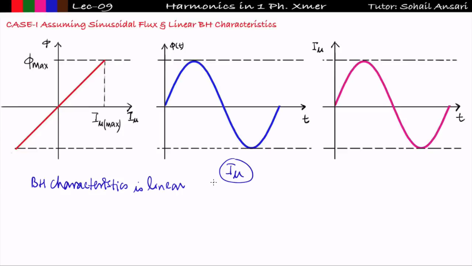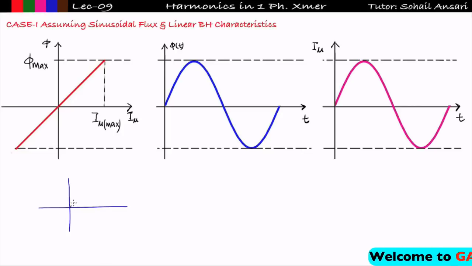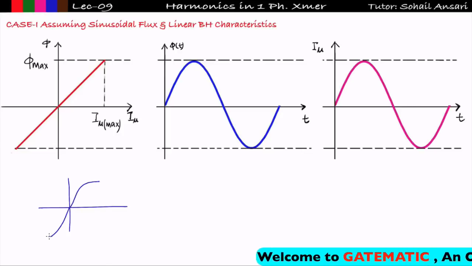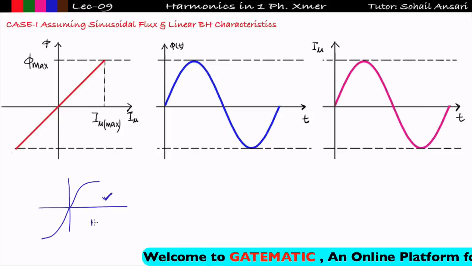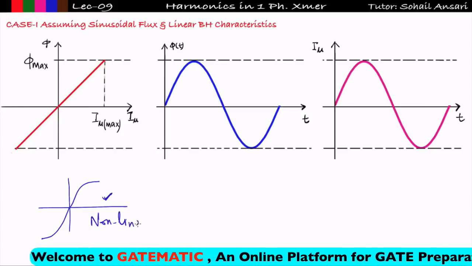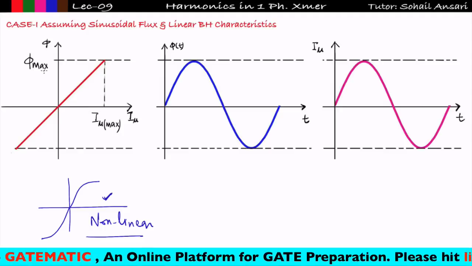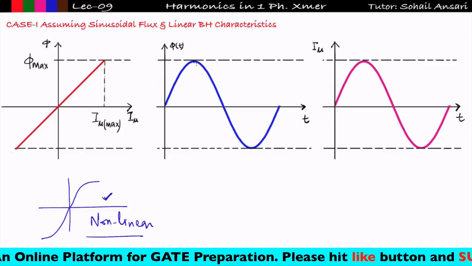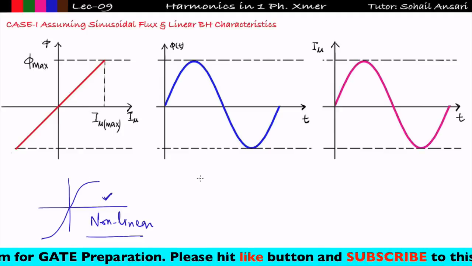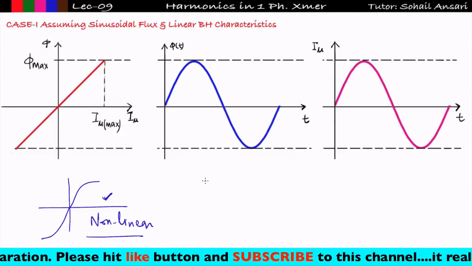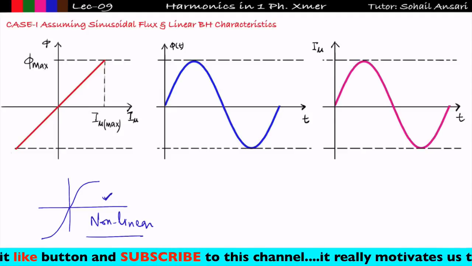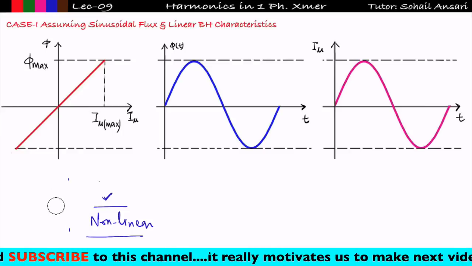So if I take sinusoidal flux and linear BH characteristics, I am assuming that the BH characteristics is linear. However, in the practical case, it is not so. In the BH characteristics, you will get something like this. This is my BH characteristics, which is non-linear. But in case 1, I am assuming that the BH characteristics is linear and the flux obtained at no load, phi t, is sinusoidal. Then what will happen to the magnetizing current, that I want to see. Got it? So let us understand one by one.